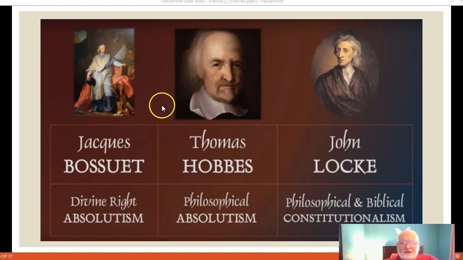And what you need to do is you need to have a king so he'll keep you safe. And then there's John Locke, who talked about the social contract, and he's who our U.S. government is based on. And he is the guy behind philosophical and biblical constitutionalism. I had not heard biblical before, but obviously he's the guy, we hope, that Thomas Jefferson quoted in the Declaration of Independence.